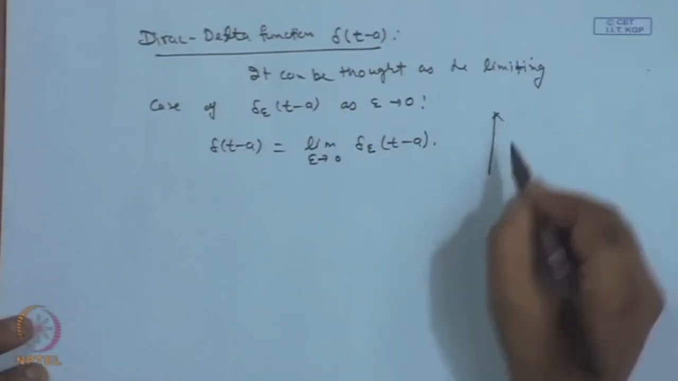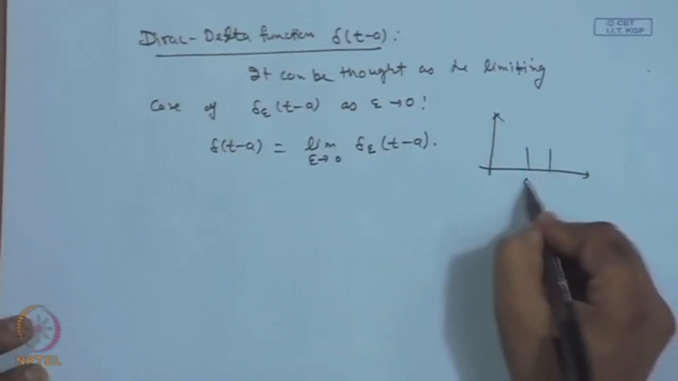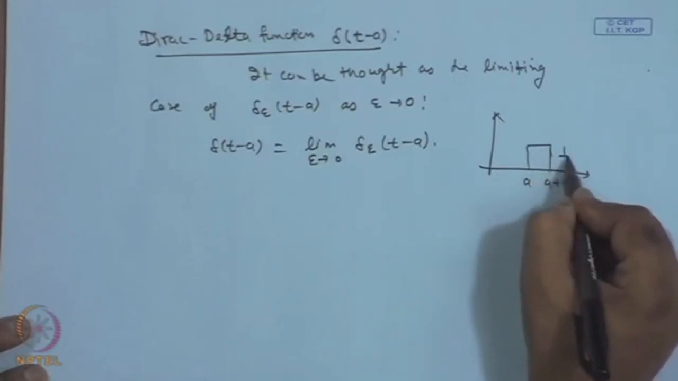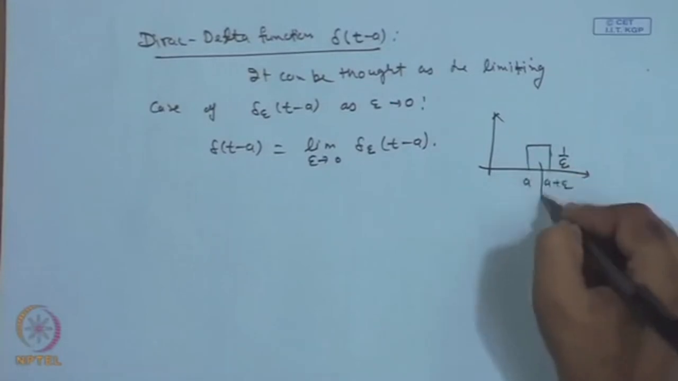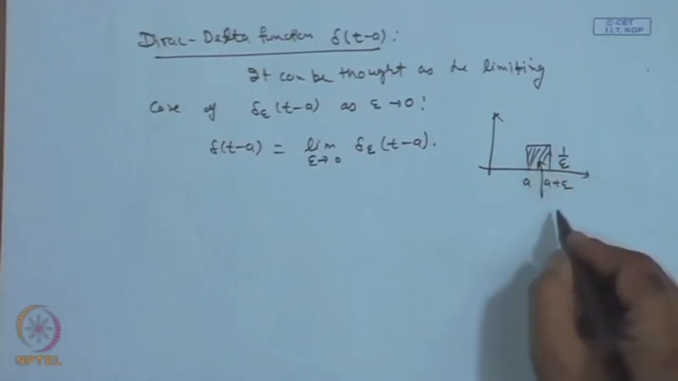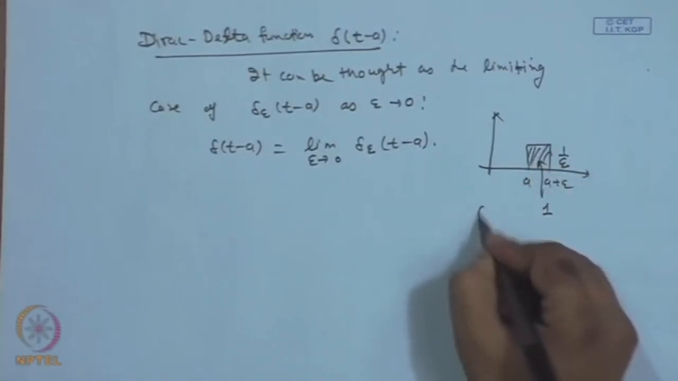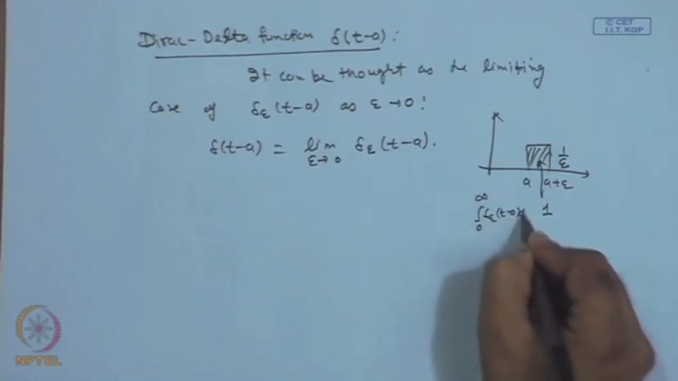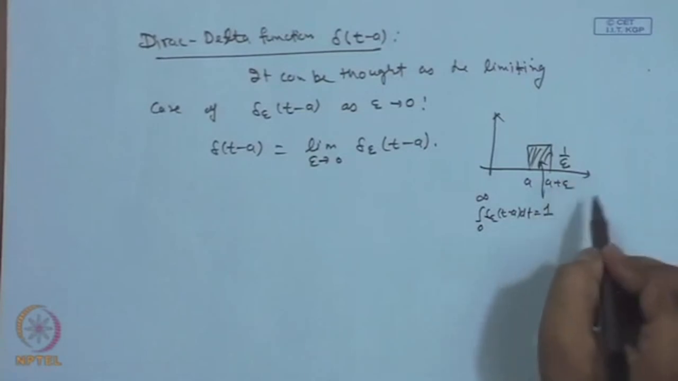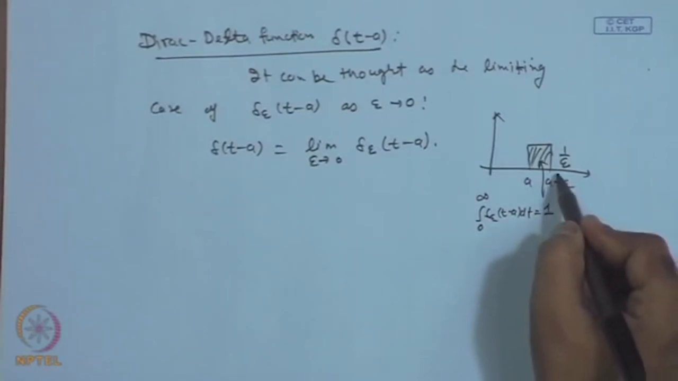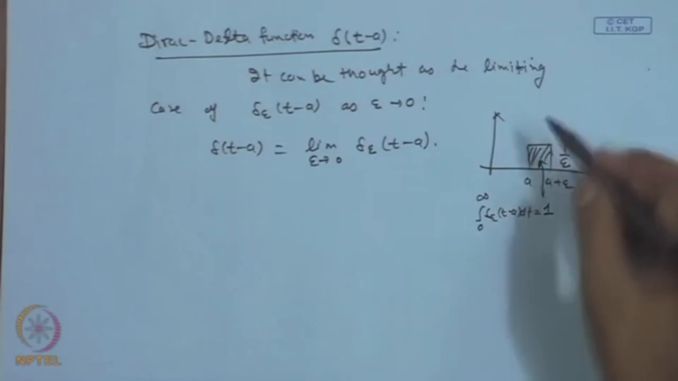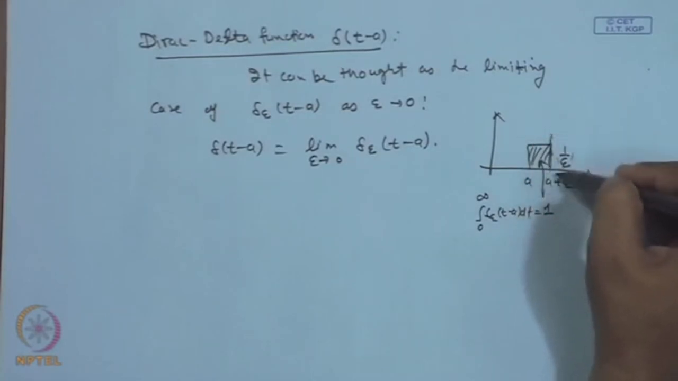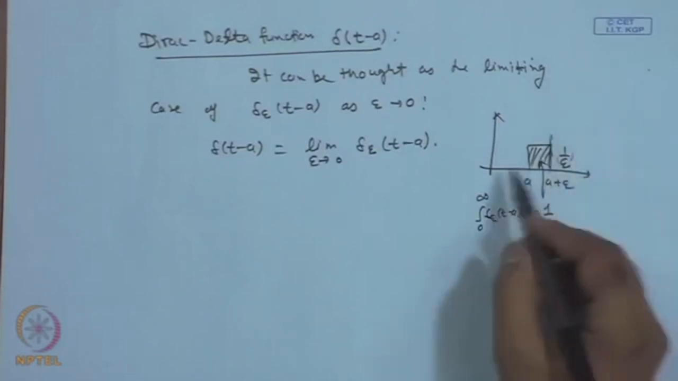So, just remember that this delta epsilon function is defined between a and a plus epsilon, the height here is 1 over epsilon, and the area here, this integral over this, is always 1. So, integral 0 to infinity delta epsilon t minus a dt is always 1. So, if we take this epsilon to 0, what will happen? Because we will get a peak here, because 1 over epsilon will go to infinity in that case.